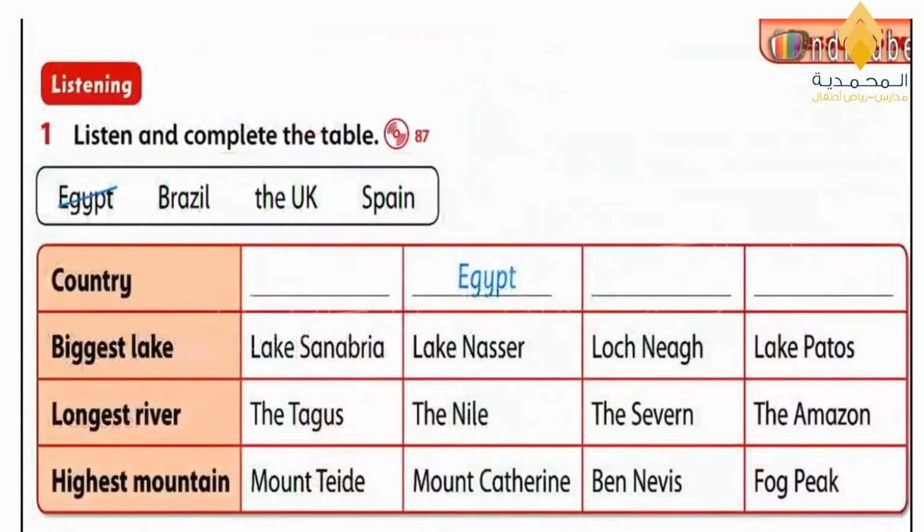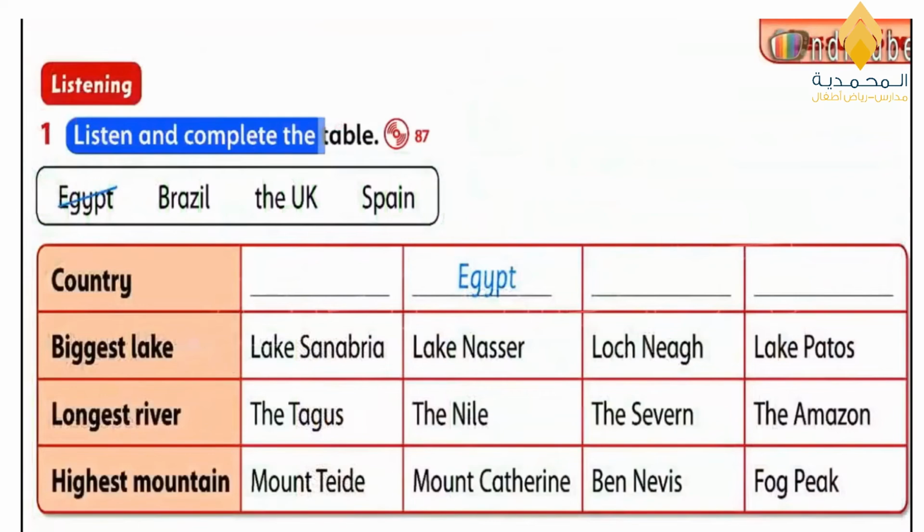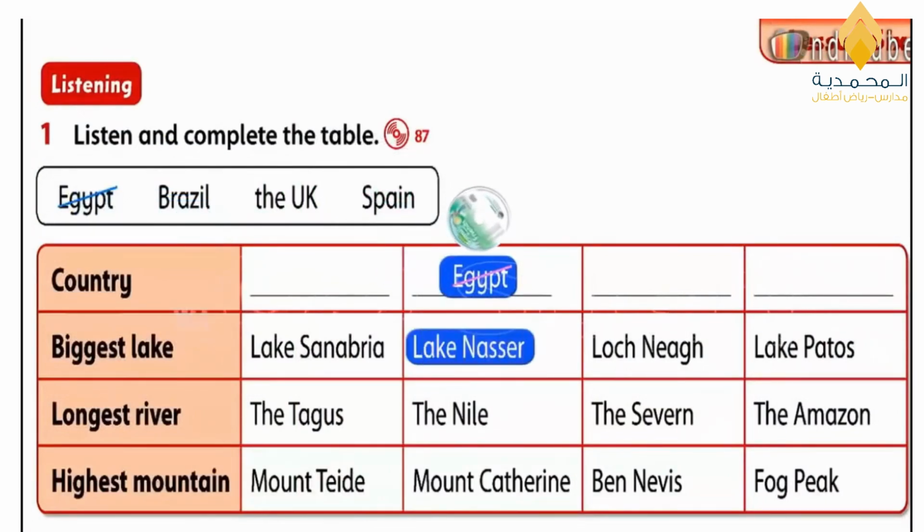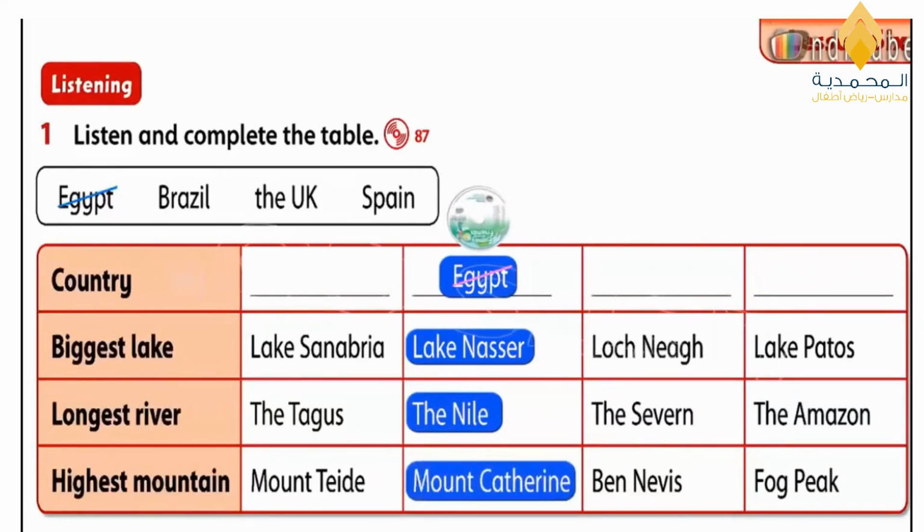Listening 87. Now, it's listening time. Listen and complete the table. Number 1. What's the biggest lake in Egypt? Is it Lake Nasser? Yes, it is. What's the longest river in Egypt? The Nile. Yes. What's the highest mountain in Egypt? Mount Catherine. That's right.